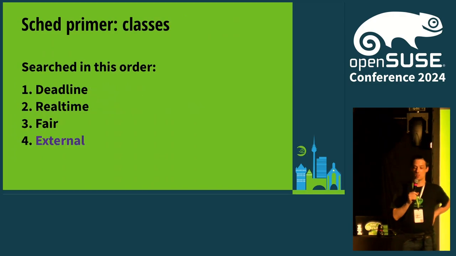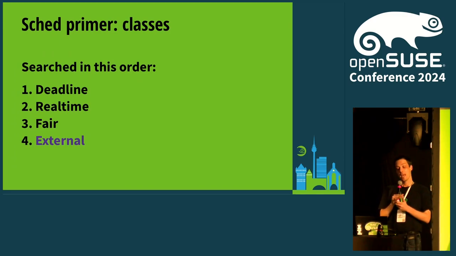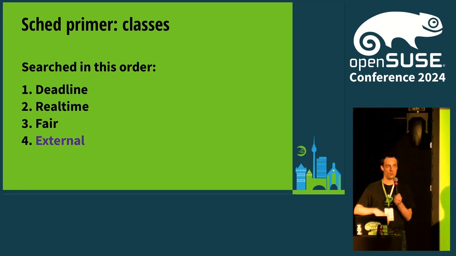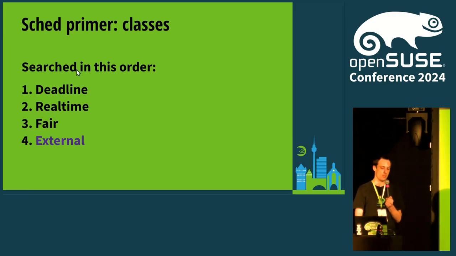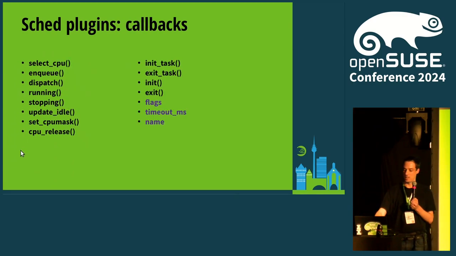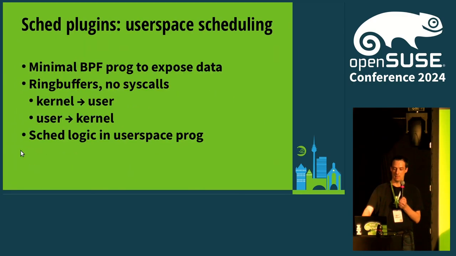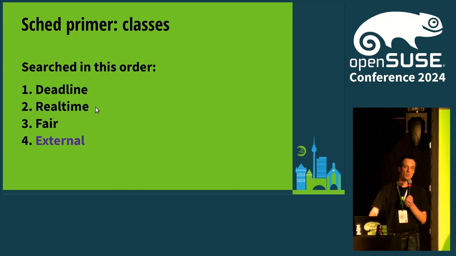When the scheduler is invoked, it needs to choose tasks, and it searches for the scheduler classes. It searches for threads in what are called classes. So there are three, and the fourth one is the one that we're discussing today, the ext or external class. So the scheduler goes over those classes and looks for tasks.